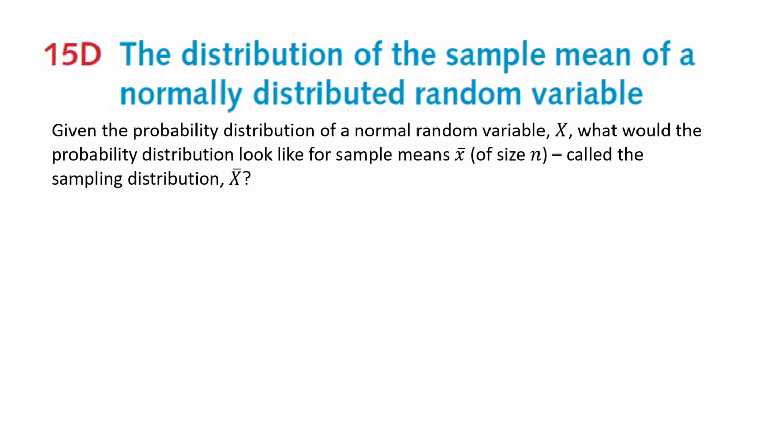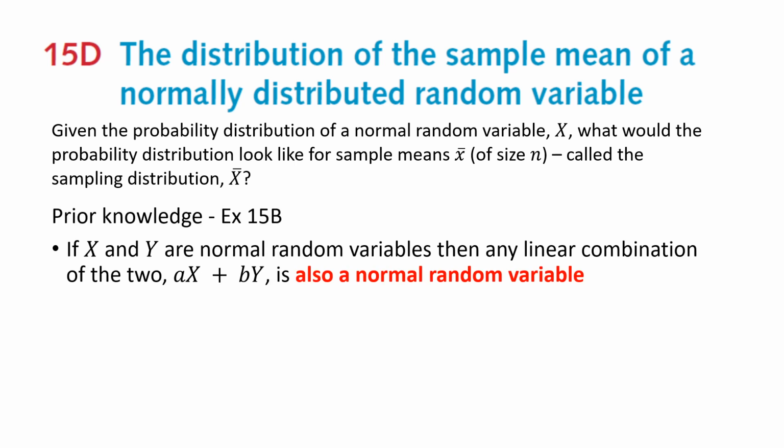Now, such a distribution is called the sampling distribution, and it relates to the original normal random variable x via the use of the bar across the top. So x bar would be the notation we'd use to mark the sampling distribution that relates to the normal random variable x. So in order to see where we go with this unit, we're going to draw on a couple of pieces of knowledge we picked up from exercise 15b.